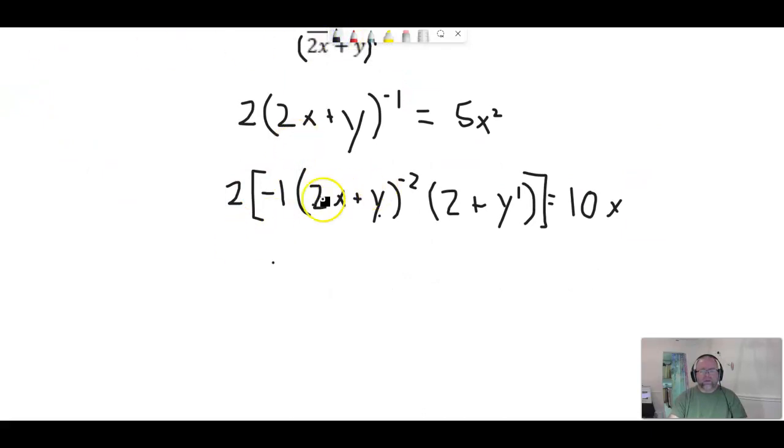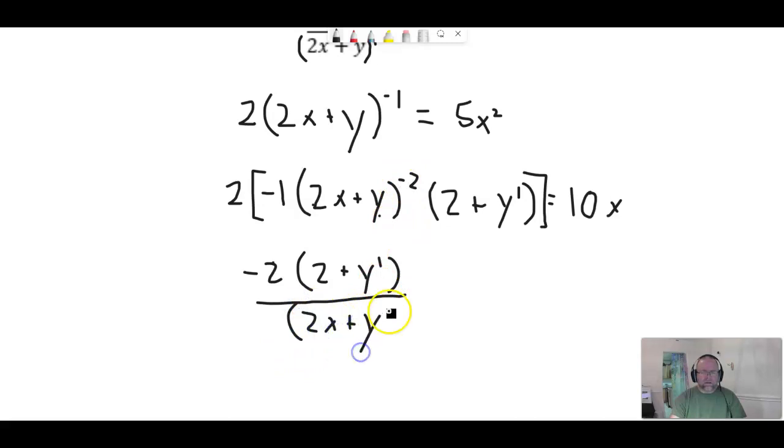Okay. So multiplying this through, that's 2 times negative 1, which is negative 2. So I'm going to have a negative 2. And I'm going to keep this term in front, so that's 2 plus y prime. And I'm going to bring this term back down to the bottom so I can make that exponent positive. So that's going to be 2x plus y, quantity squared. And put that in there. And this is going to be equal to 10x.